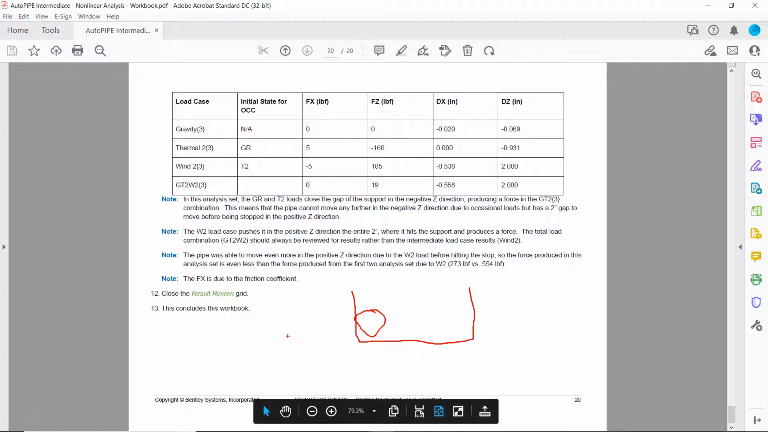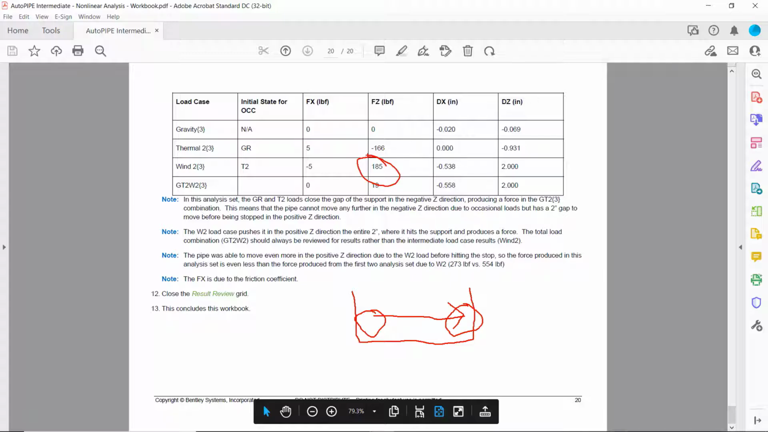Again, we know that this wind load wants to move the pipe in the positive Z direction to the right. We just don't know how much. Is it enough to actually close this gap all the way? And it just so happens that it moves the pipe all the way back this way, closes the gap 2 inches in the positive Z direction, and again produces a force in the positive Z direction.